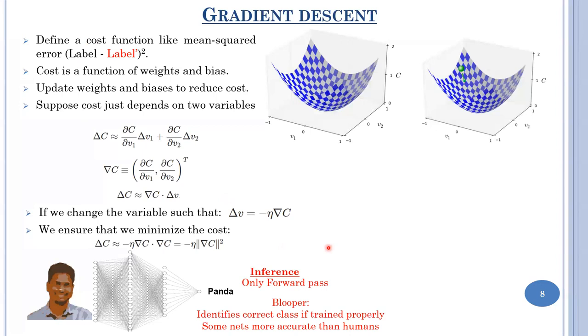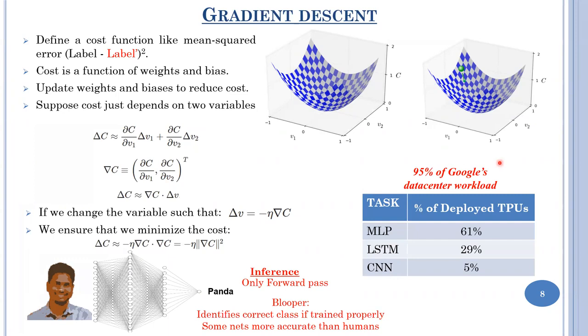And to the best of my knowledge, there are some networks which are more accurate than human beings for specific applications. So that is the beauty of this field. Another interesting point is if you look at Google's data center workload, around 95% of the computational power is consumed while doing these three tasks, which are multi-layer perceptrons, long short-term memory, and convolutional neural networks. So these three are neural network applications. And you see 95% of the total cost or the total operation of Google's data center workload goes into doing these applications. So that is the importance that these applications have nowadays.